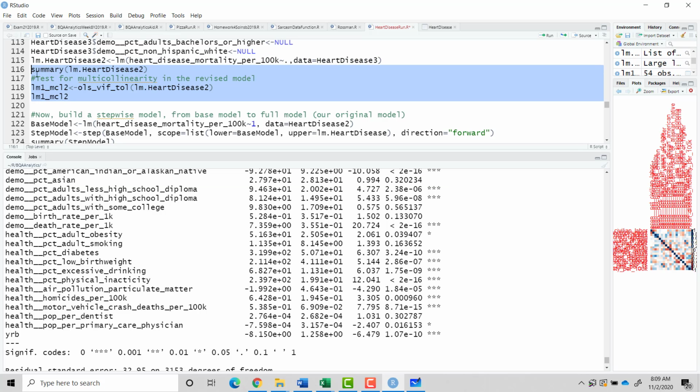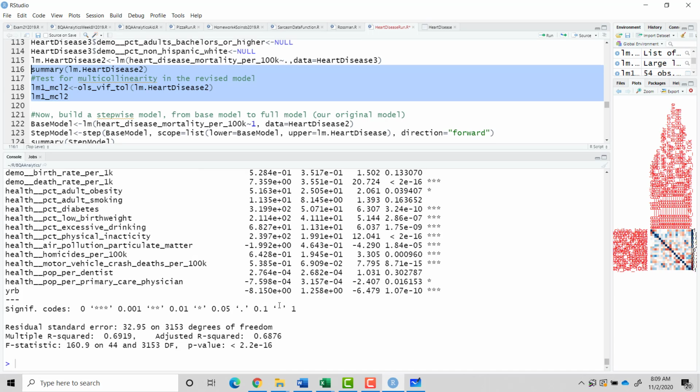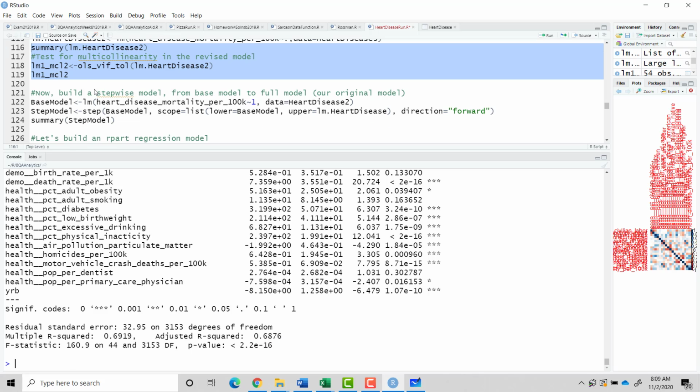But now let's test for multicollinearity. And let's just look at our R squared at the moment. This is interesting. We have an R squared of about 0.69, and we have an adjusted R squared of 0.8676. So we can actually run a stepwise.